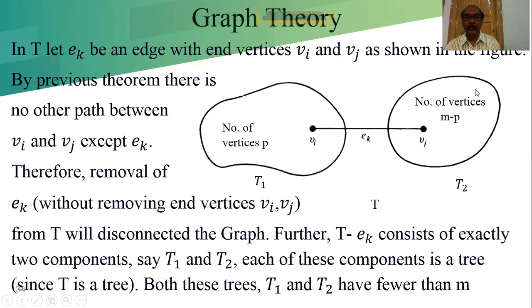Let us consider it. This is our total tree here. In T, let Ek be an edge with the end vertices Vi and Vj as shown in the figure. As shown in the figure, by the previous theorem we learned, there is no other path. In the tree, there is only one path between every pair of vertices, which we learned in the previous theorem.